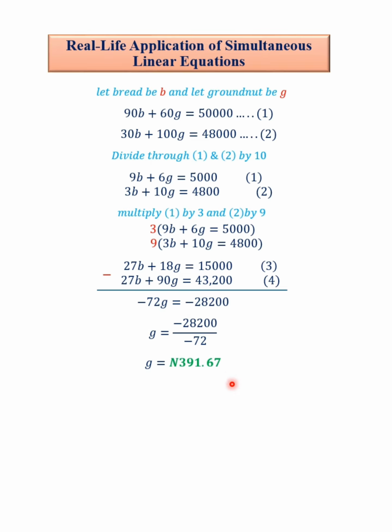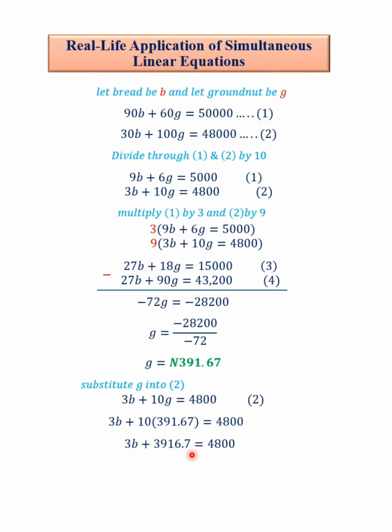Now let's look at how to get the price for a loaf of bread. We just need to substitute this value into any of these equations. Let's pick equation 2. If we substitute g into equation 2, we just need to put 391.67 in place of g, so that we have 3b plus 10 times 391.67 equals 4,800. 10 times this gives us 3,916.7.